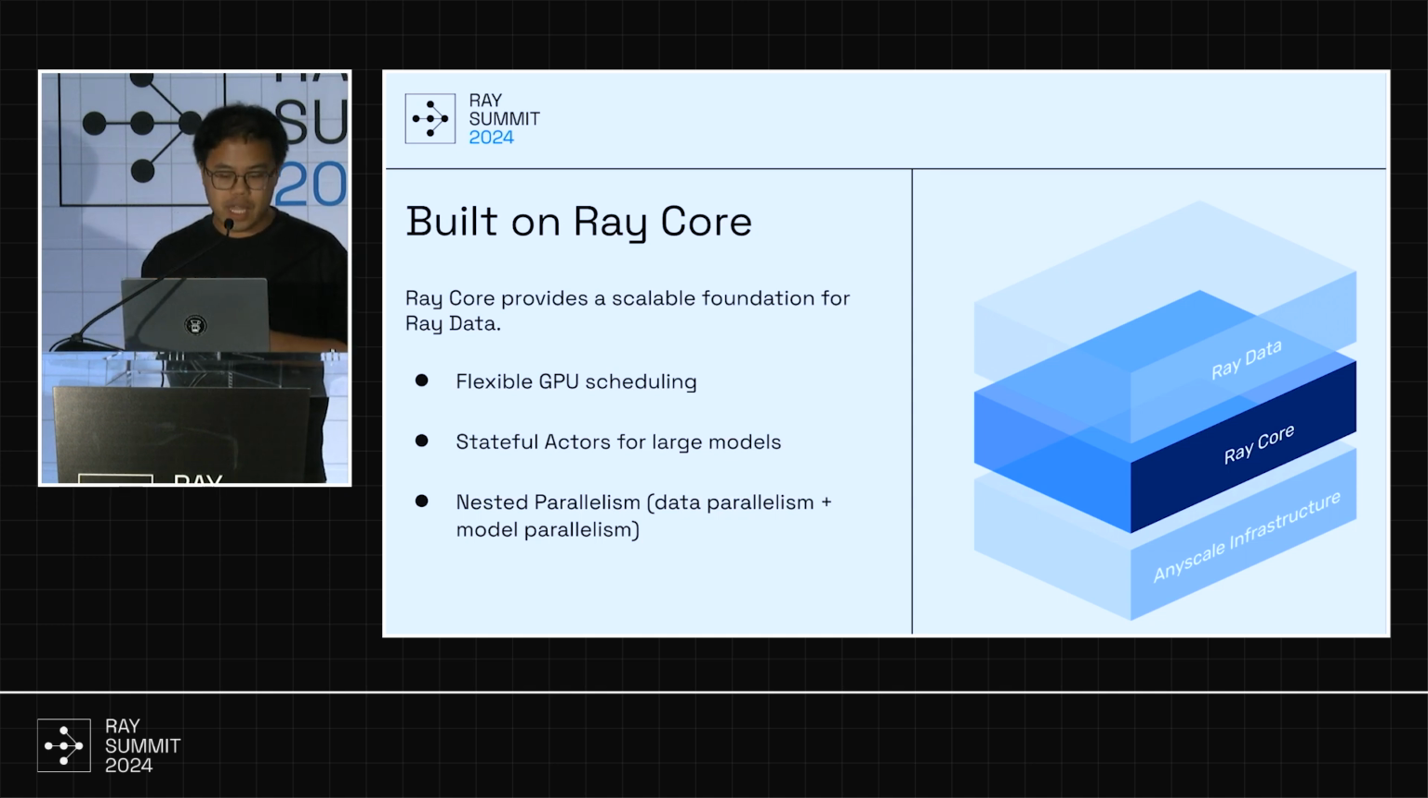Another thing is stateful actors, which allow programs to hold expensive models in memory, allowing for the caching of these objects and not needing to rematerialize and re-download them, which can be very expensive. And finally, as mentioned before, Ray Core does come with nested parallelism, which makes it really easy to express data parallelism and model parallelism, and construct a batch system that's uniquely suited for models that are getting bigger and bigger.